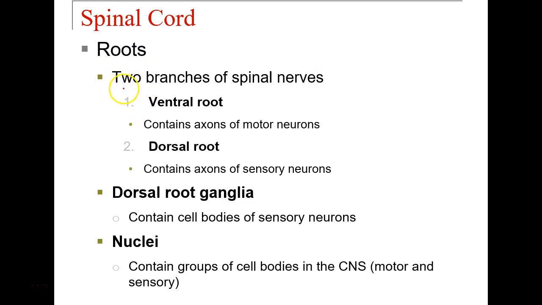All right. So 2 branches of spinal nerves. This is kind of a repeat slide, if you will. A ventral root or anterior root is going to contain motor neurons. Dorsal root or posterior root will contain sensory neurons. Dorsal root ganglion, cell bodies of sensory neurons. And nuclei are going to be groups of cell bodies in the CNS, whether it be motor or sensory. So we have ganglia in the peripheral nervous system and nuclei in the central nervous system for groups of cell bodies.